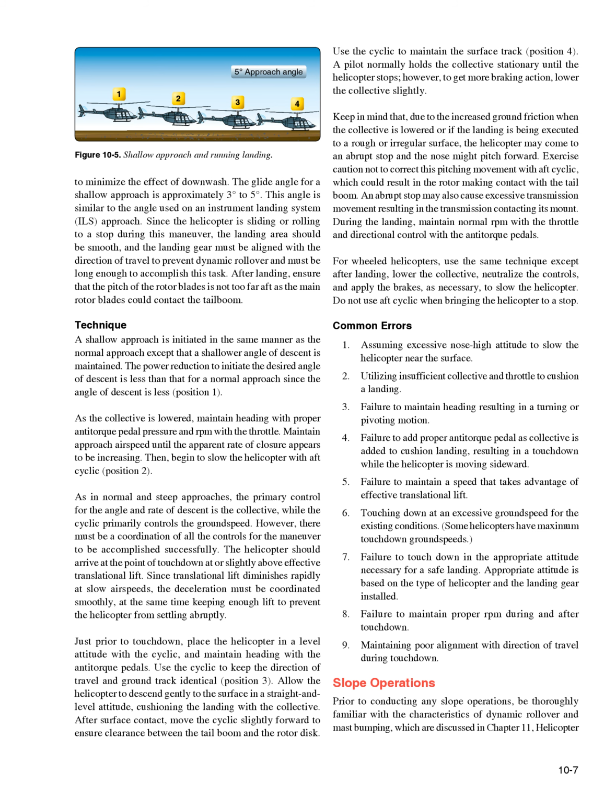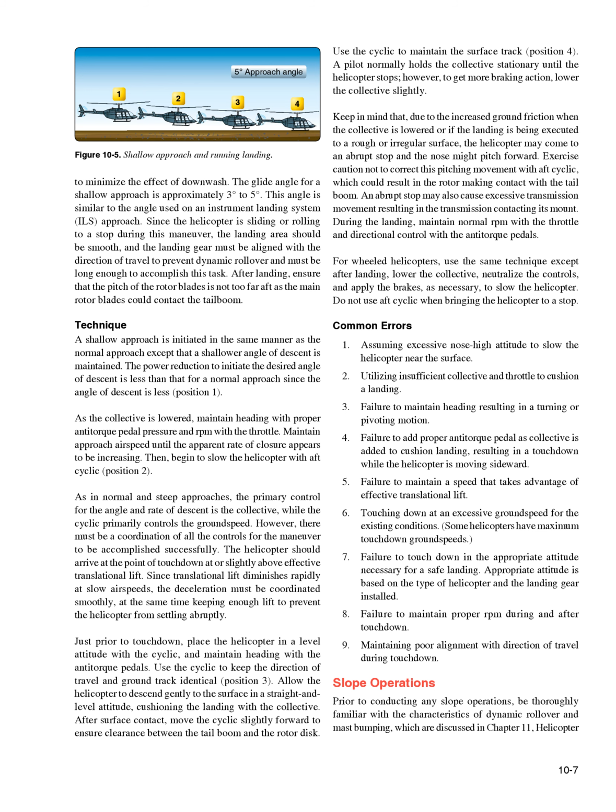Common errors. 1. Assuming excessive nose-high attitude to slow the helicopter near the surface. 2. Utilizing insufficient collective and throttle to cushion a landing. 3. Failure to maintain heading resulting in a turning or pivoting motion. 4. Failure to add proper anti-torque pedal as collective is added to cushion landing, resulting in a touchdown while the helicopter is moving sideward. 5. Failure to maintain a speed that takes advantage of effective translational lift. 6. Touching down at an excessive ground speed for the existing conditions.